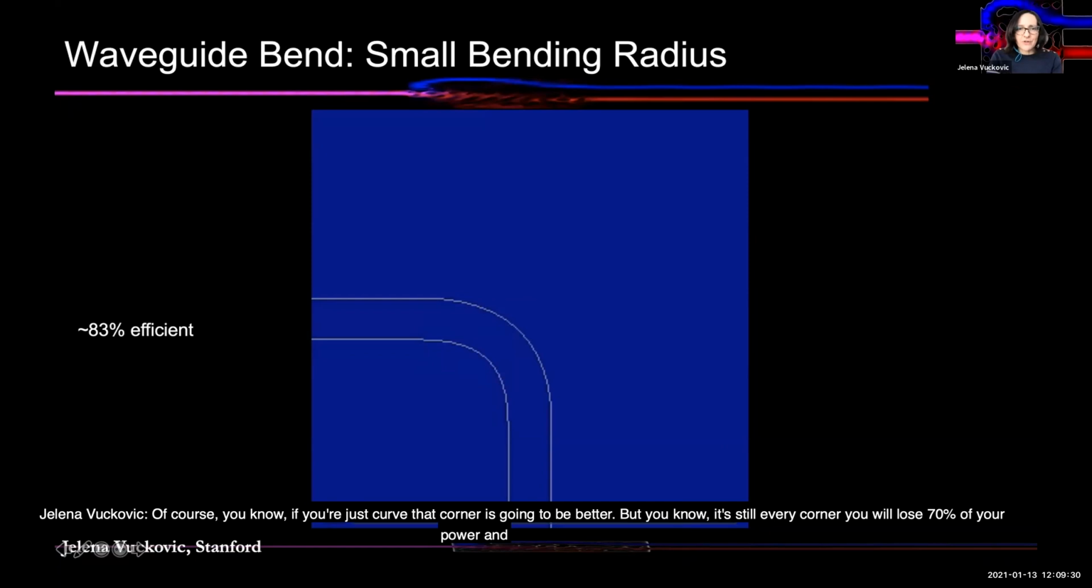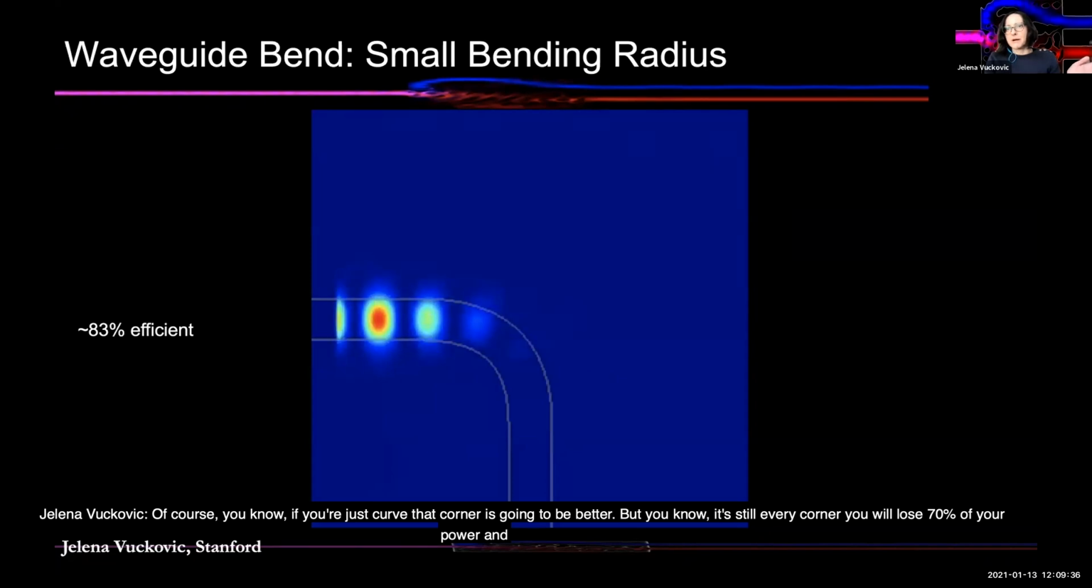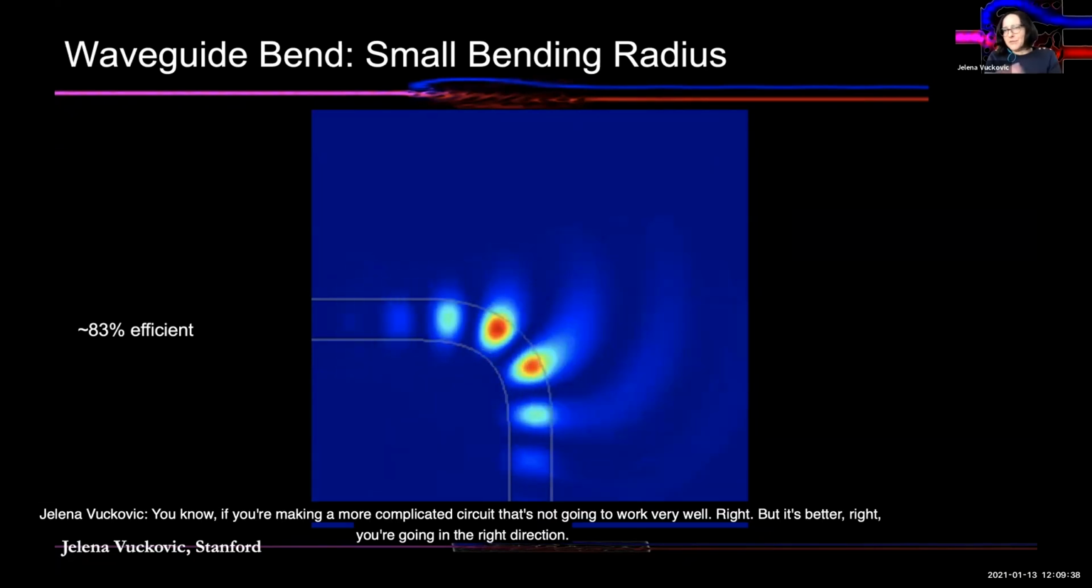And of course, if you just curve that corner, it's going to be better, but still every corner you lose 17% of your power. And if you're making a more complicated circuit, that's not going to work very well, right? But it's better. You're going in the right direction.